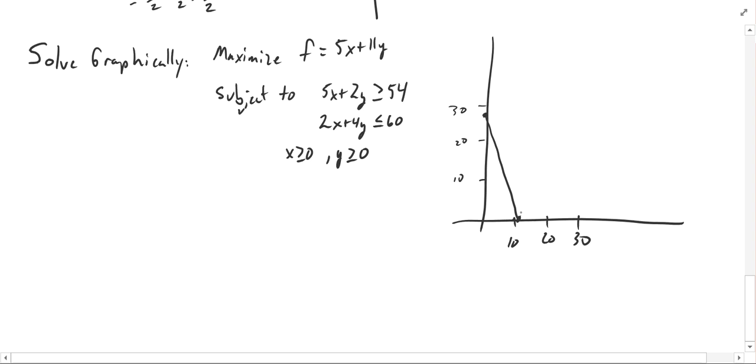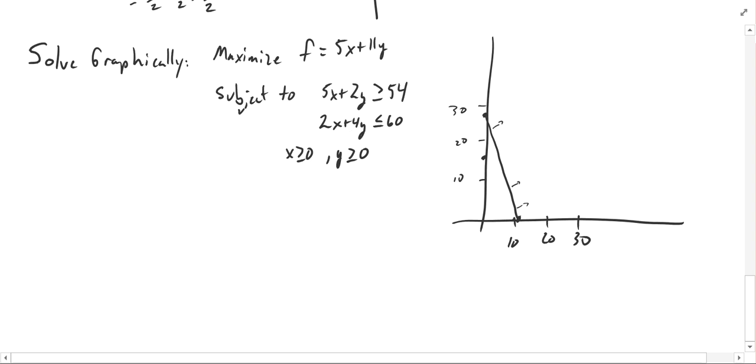Alright, and if we try 0, 0 in that first inequality, I'll get 0 is greater than or equal to 54. That is not true. So my solution region is the area that's past that line, to the right and above that line.